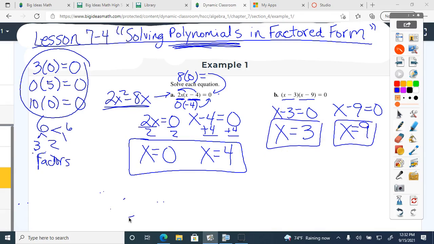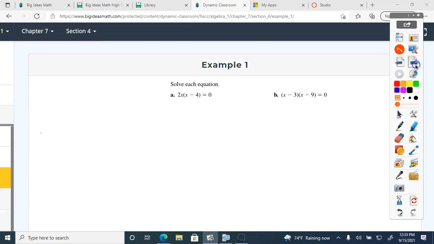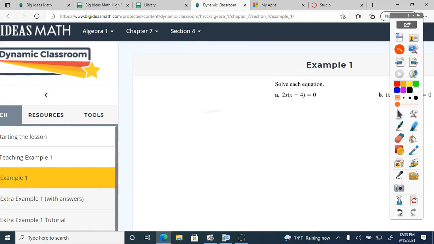This is called the zeros. What are these called again? Thank you. The factors. These are the factors. These are called the zeros. They're called the zeros because when you plug them in, what do you get? 0. Everybody with me so far? Everybody good? All right, let's try 2 more examples just like this.